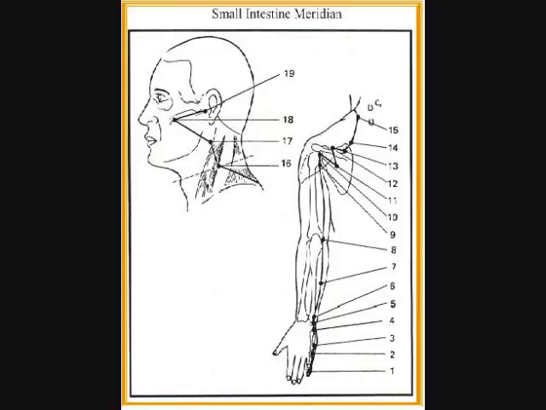The small intestine channel, point locations. SI1, on the ulnar side of the little finger, about 0.1 cun posterior to the corner of the nail.